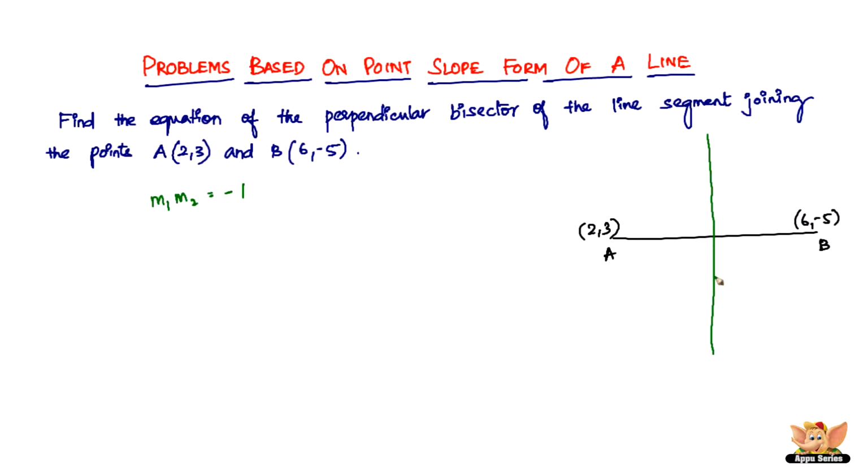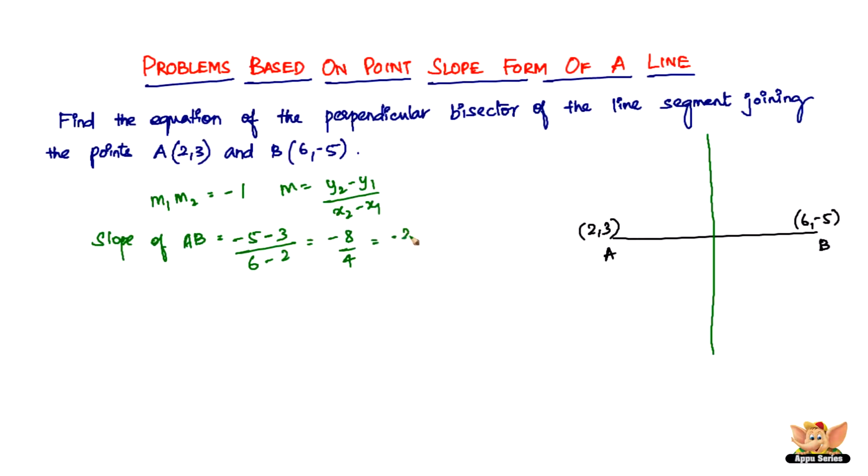Now we can find the slope of this green line by finding the slope of the line AB. So let's find the slope of AB now. When you've got 2 points, slope can be found by y2 minus y1 divided by x2 minus x1. Let's say this is x1, y1 and this is x2, y2. So it'll be -5 minus 3 divided by 6 minus 2. So we have -8 divided by 4, which is equal to -2. So the slope of AB is -2.